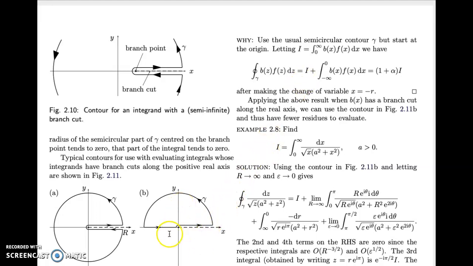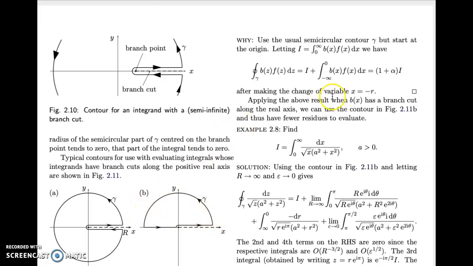Okay, so if we use this contour, we've actually already said that it's a limit as r goes to infinity. I forgot to put an r here. And epsilon, which is this distance here, goes to 0. Then the integral we want is this one along here. Then as long as b times f goes to 0 fast enough, then this will vanish.